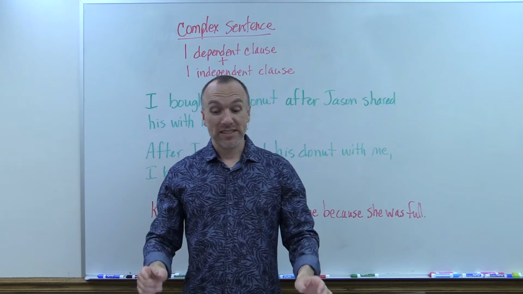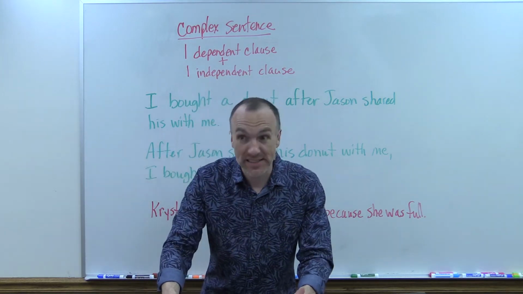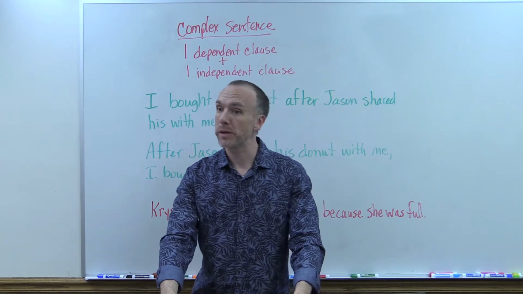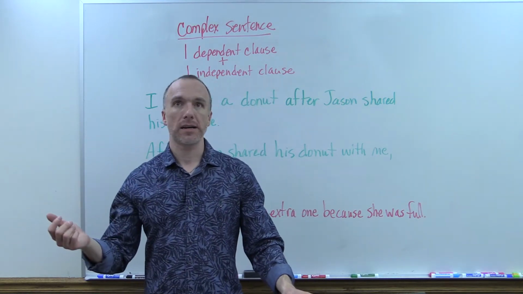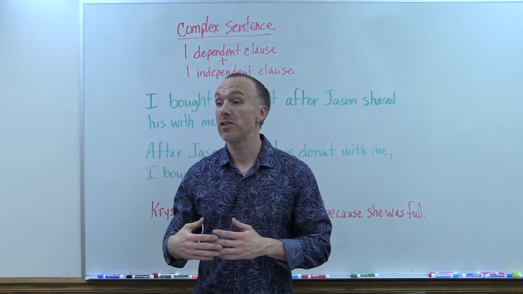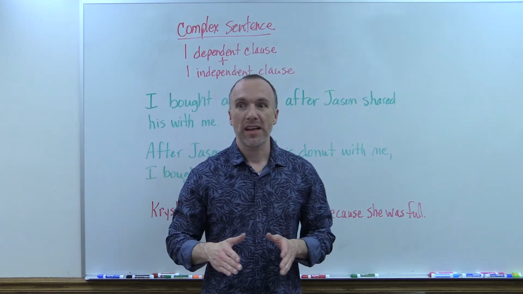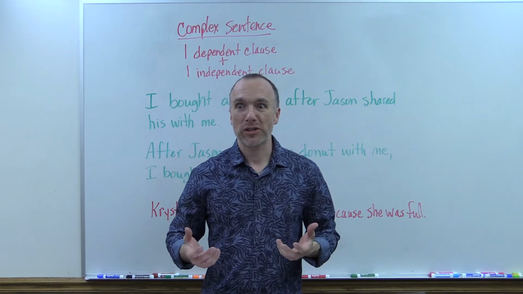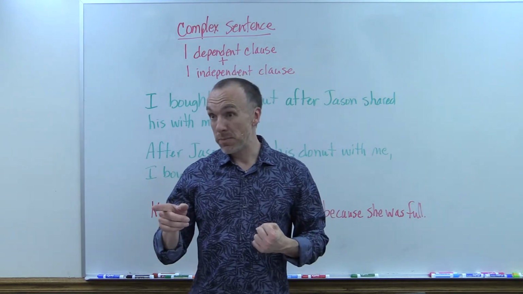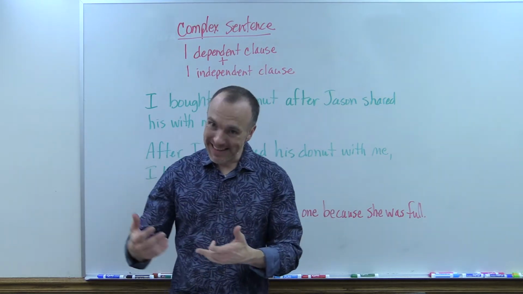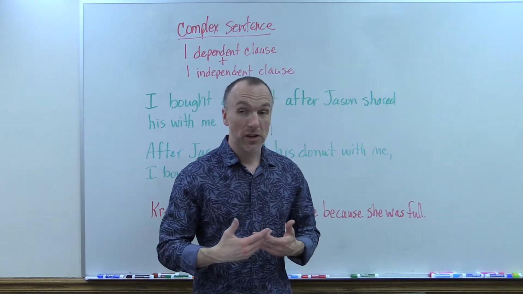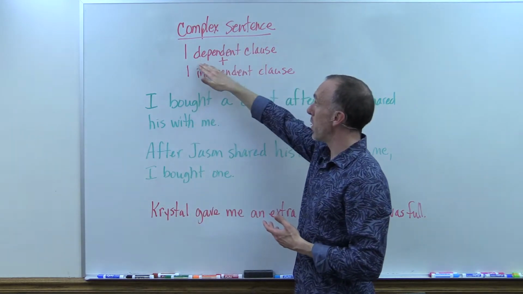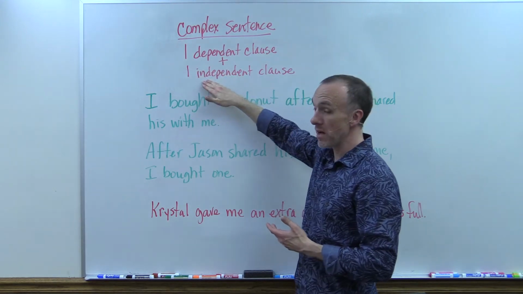The complex sentence is one of the best sentences that you can add to your writing as far as sentence structure, because it's not simple. It's not just a subject and a predicate. It has a dependent clause, which makes it much more interesting. But remember, that dependent clause is dependent on the independent clause to make sense. So a complex sentence has one dependent clause and one independent clause.